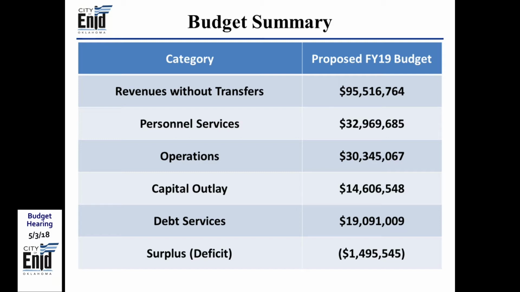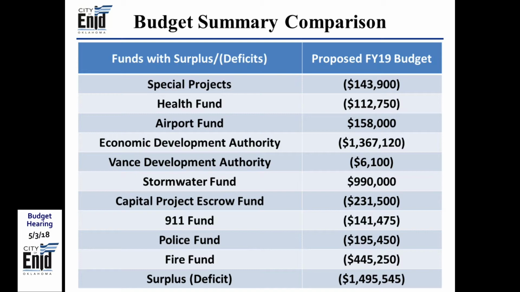Personnel services is almost $33 million of that. That is 34% of the overall budget. Operations are a little over 30, which is 31%. Capital outlays at 15%, 14.6 million, and debt services is a little over 19, which is 20% of the budget. Overall, you can see we have a budget deficit of almost $1.5 million. So naturally, the question would be how do we fund a deficit budget? On the next page, these are all of the funds in the city that do not have a balanced budget presented to you this year.